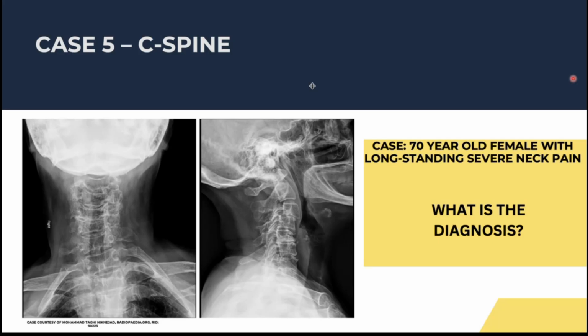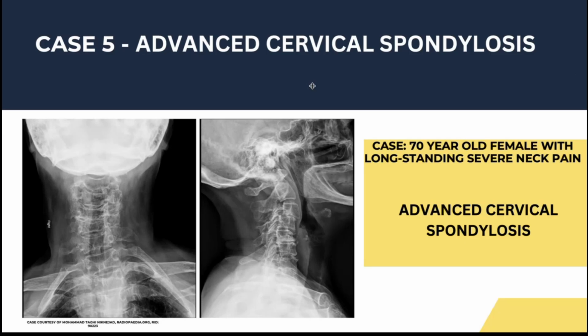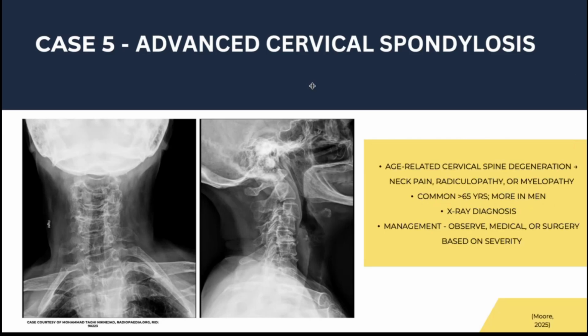Okay. So this is advanced cervical spondylosis. And this is usually age-related, and it's a spine degeneration. They get neck pain, radiculopathy, myelopathy. It's common in patients who are over 65 years old, and it's usually more common in men. And you get the diagnosis from X-ray. Management, not much that can be done really unless it's severe. So you usually observe, and you can either have medical for the pain management of it, and then surgery can be done based on the severity of it as well.